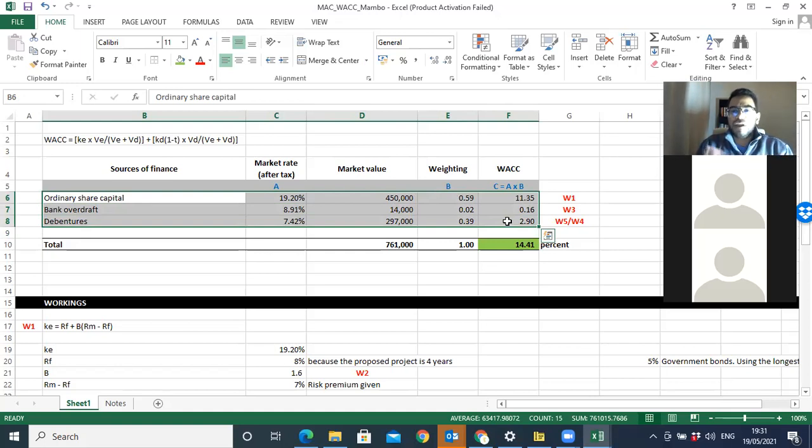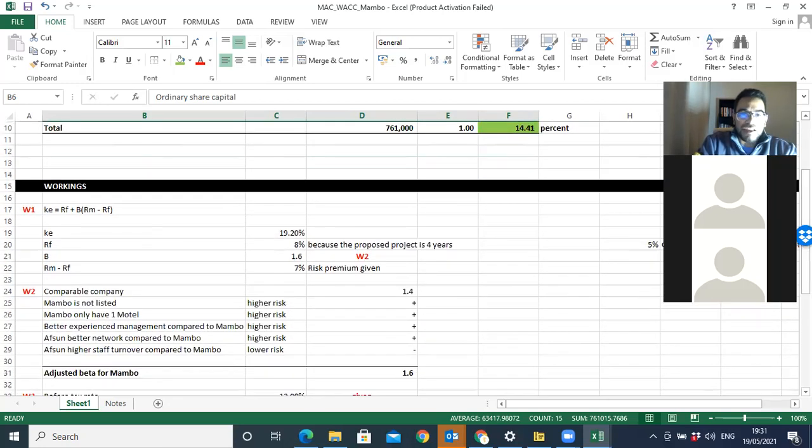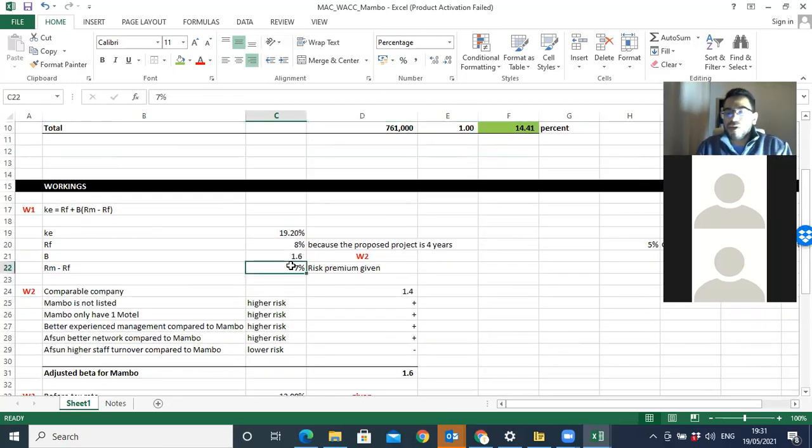Obviously, in the real world, it'll be a little bit more complex in the sense that some stuff is given to us. They gave us a comparable beta. In the real world, you probably have to find a comparable beta. In this year, they gave us the risk premium. In the real world, you have to go find, calculate or determine the risk premium.